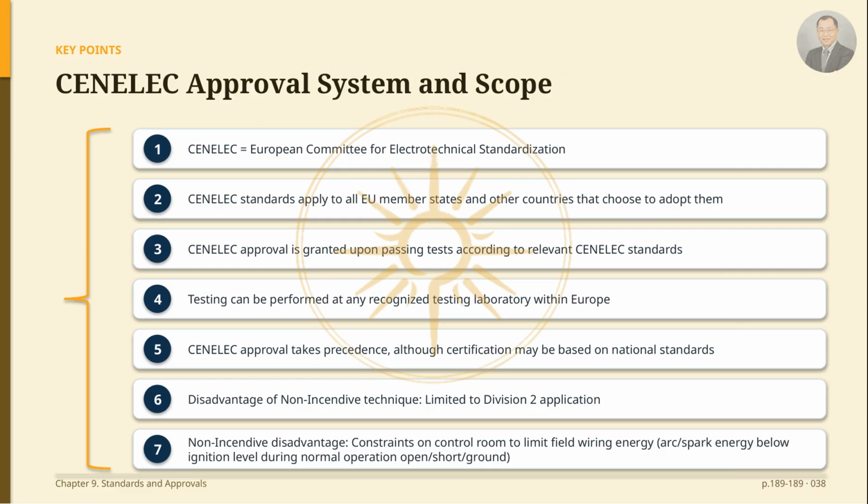Meanwhile, regarding the disadvantages of the non-incentive technique, this technique is limited to Division 2 applications only, and there are constraints on the control room side to limit the energy going to the field wiring. In other words, it must be designed so that if the field wiring is open, shorted, or grounded during normal operation, the resulting arcs or sparks will not have enough energy to cause ignition.